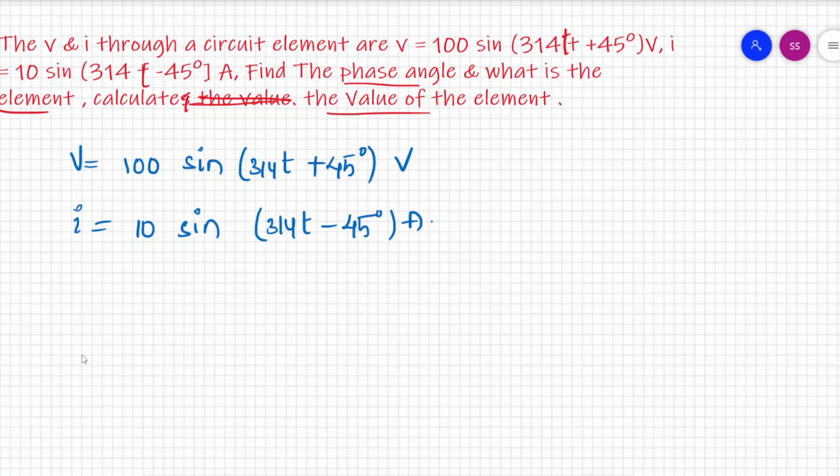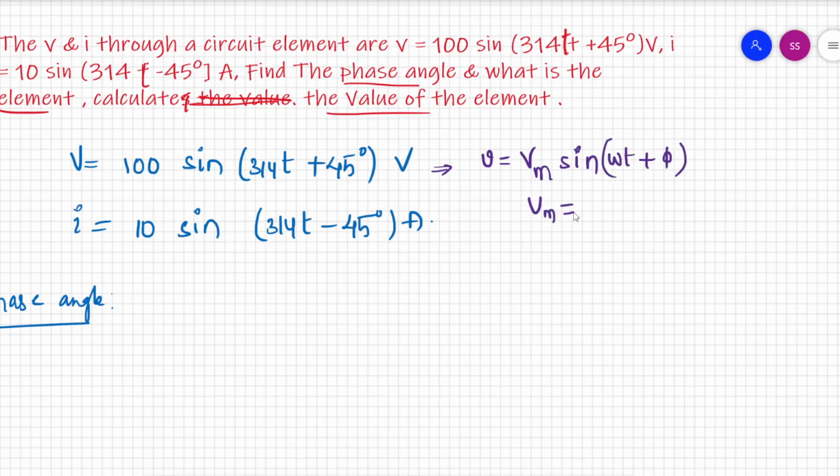Now we need to find the phase angle. The first thing we need to find is the phase angle, or phase difference, between two waveforms. So let us draw the phasors for each parameter here. I'm drawing voltage. If you compare this with our instantaneous value, that is Vm sine(omega t plus phi), here Vm is 100, omega is 314, and phi is plus 45 degrees.